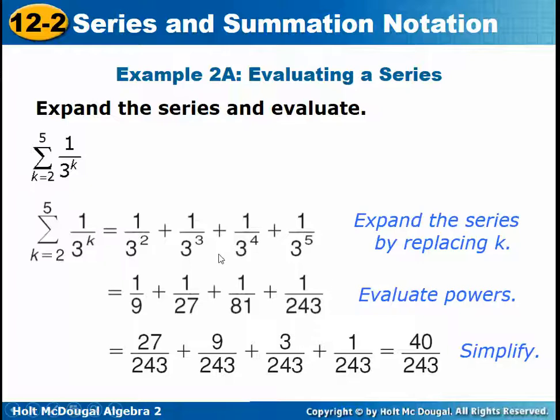And getting a common denominator means I have to multiply both top and bottom by what it took to get to 243. So 1 times 27 is 27. This one, 27 times 9 is equal to 243. So I took 1 times 9. This is 81 times 3. So 3 over 243 and then 1 over 243. And then when we add fractions, we just add all the numerators. 39 plus 1 is 40. And that's our sum of this series.